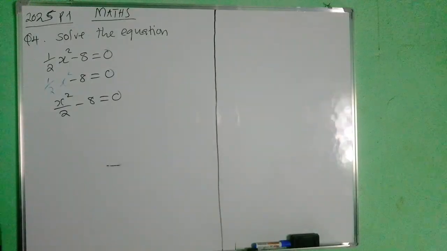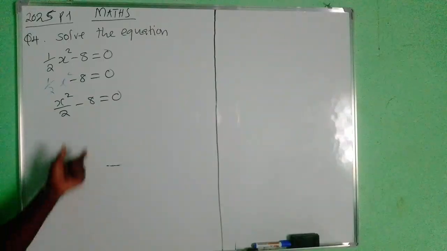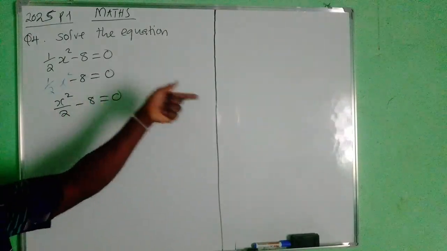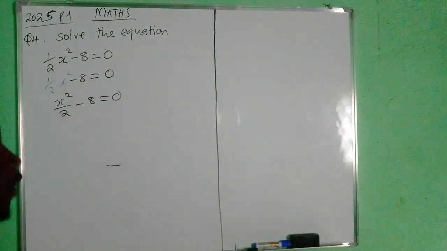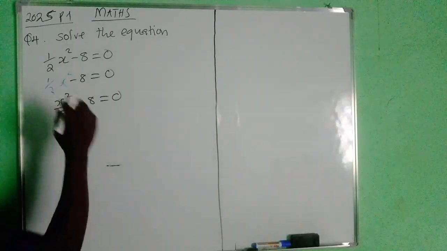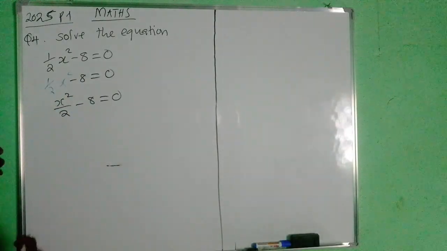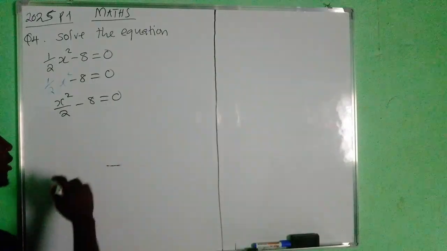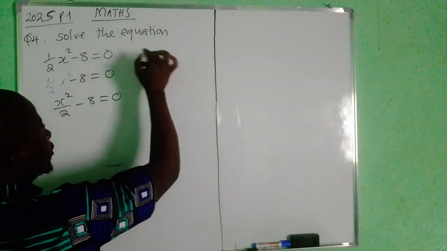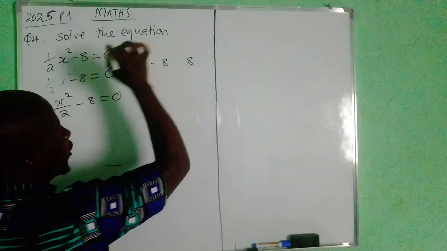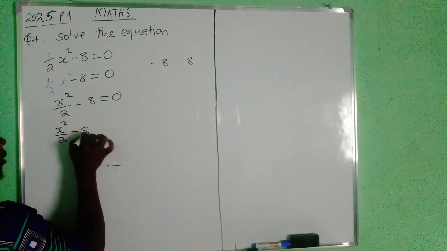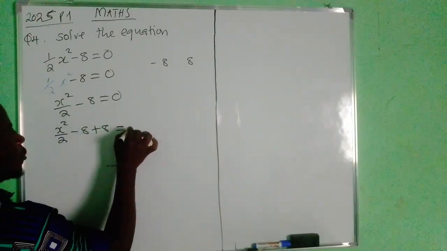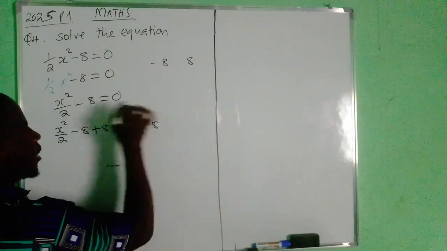From there is what we call collecting of like terms. Since 8 is a number, it can go to 0. We were told to say it crosses the equal sign, but the correct way is you find the additive inverse of negative 8, which will be positive 8, and you introduce it to both sides. So you say x squared over 2 minus 8 plus 8 equals 0 plus 8.